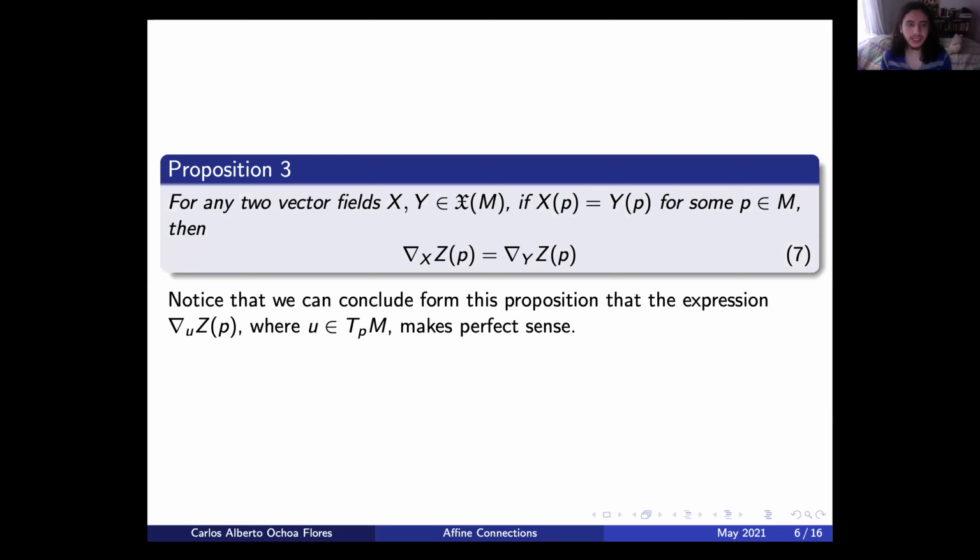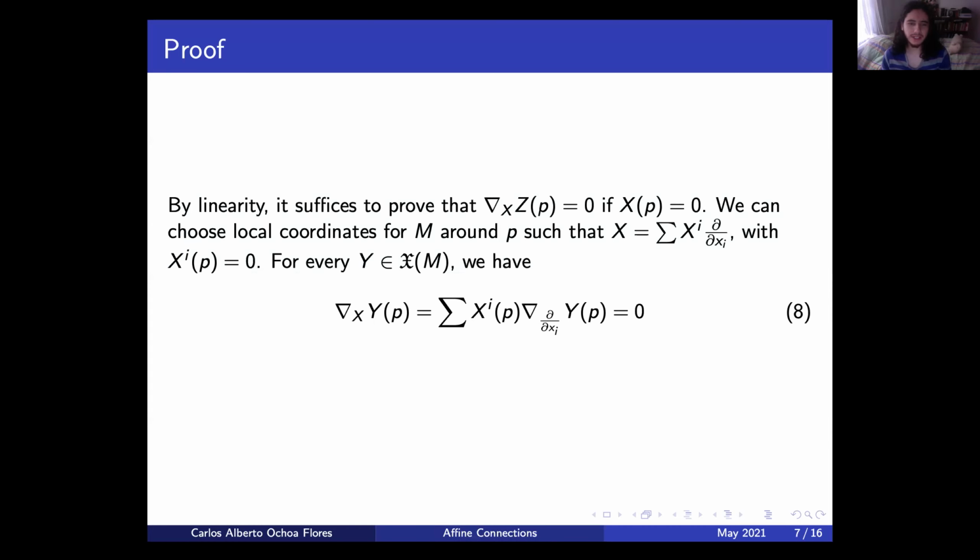Okay, so now we want to see that if we have a fixed vector field theta, to calculate its directional derivative, it is enough to know the value of the vector field that gives the direction at a single point, right? And if we know this, then it is perfectly fine to write the directional derivative of the vector field theta in the direction u at a point P. We would simply take a vector field that has the value u at P and evaluate the connection.